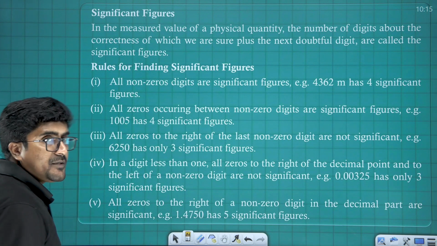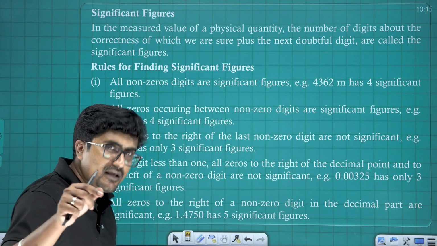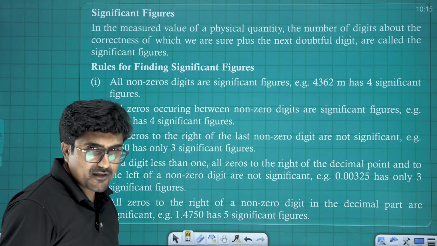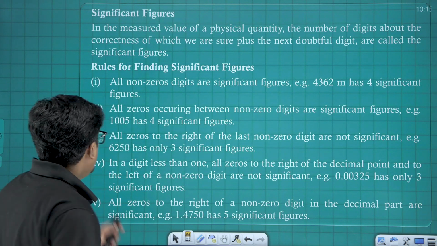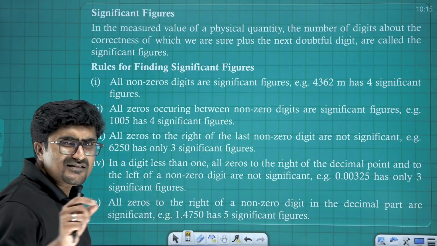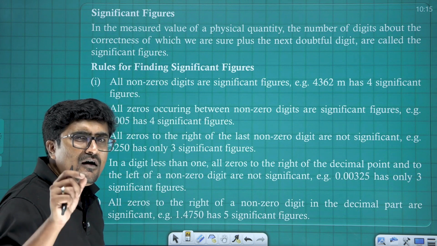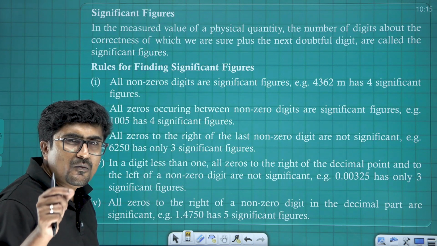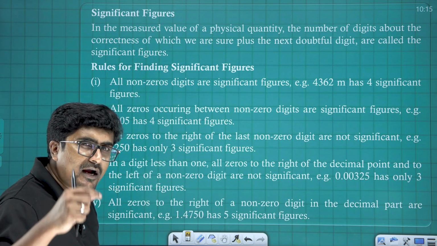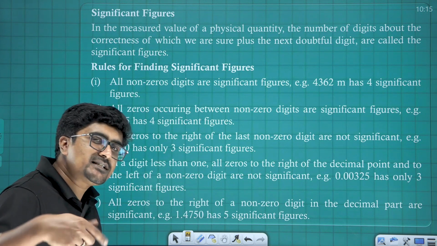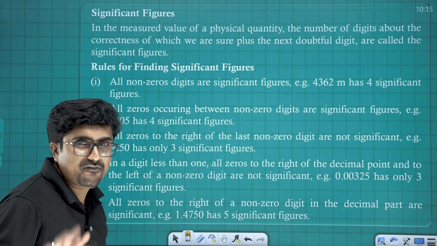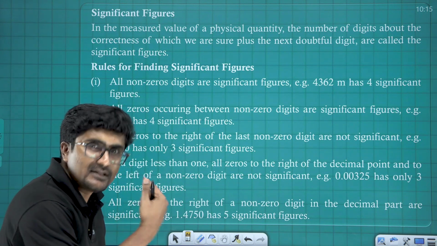All right. Next is significant figures. This is again a very important area. Regarding this, you must identify in which cases zero is significant and in which cases zero is not significant. That is the most important thing in this segment.